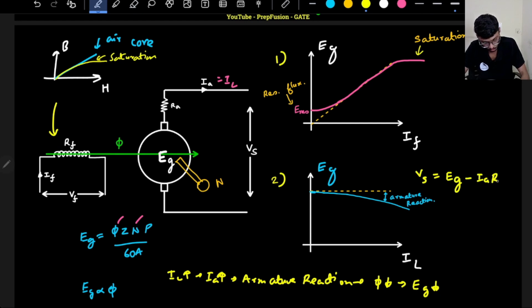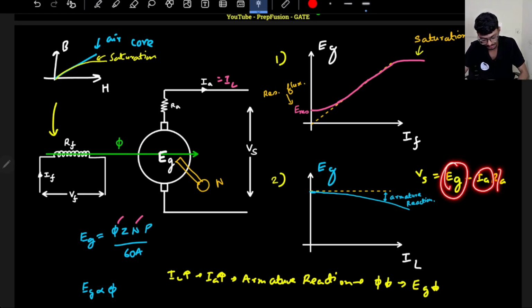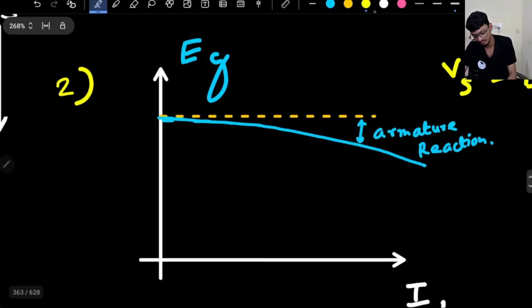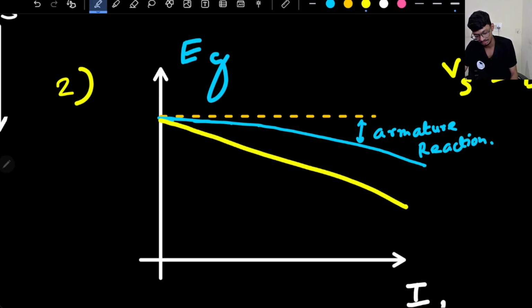IRA. So what will happen is if your armature current increases, although the Eg will be constant, this IRA drop will increase. So further this graph will go down. The external characteristics will further go down. The external characteristics will be something like this. Of course, there will be armature reaction and an additional drop, that is due to the IARA drop, that is due to the armature winding drop.